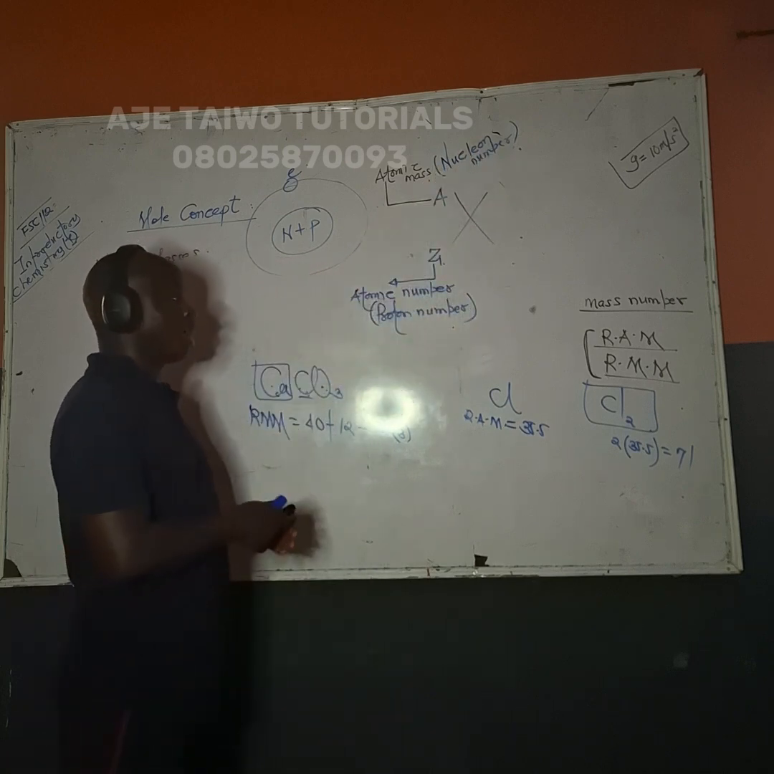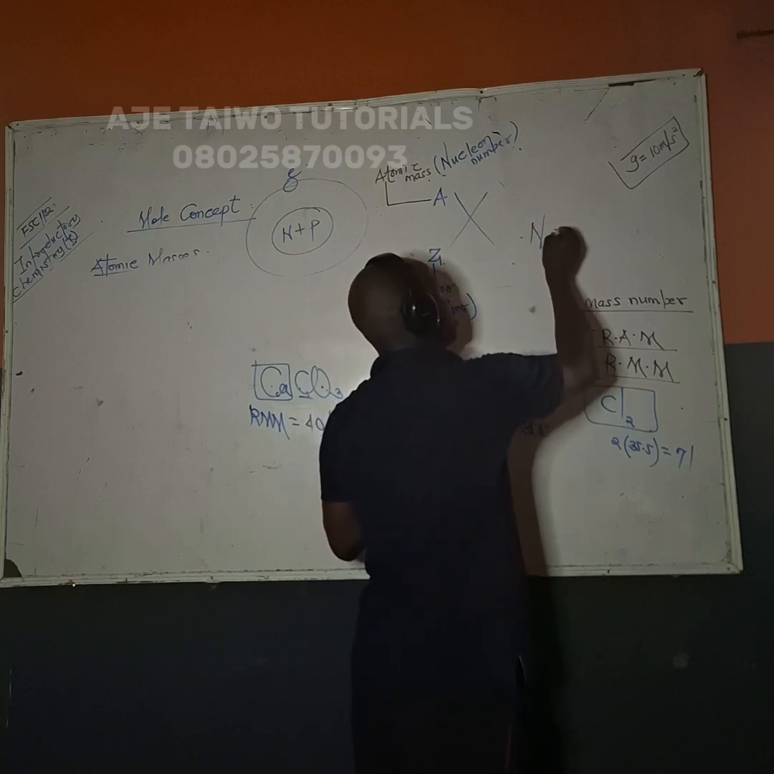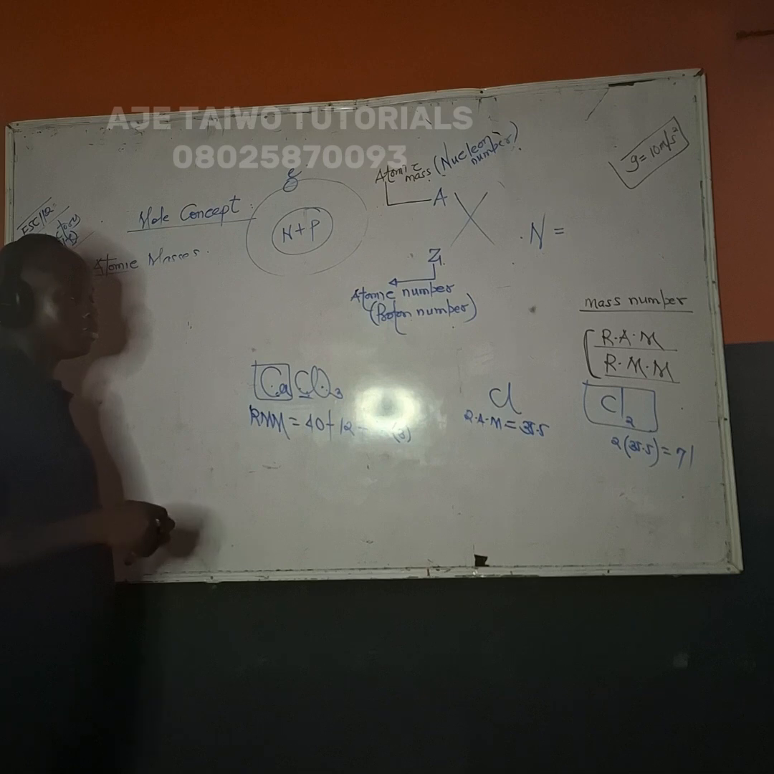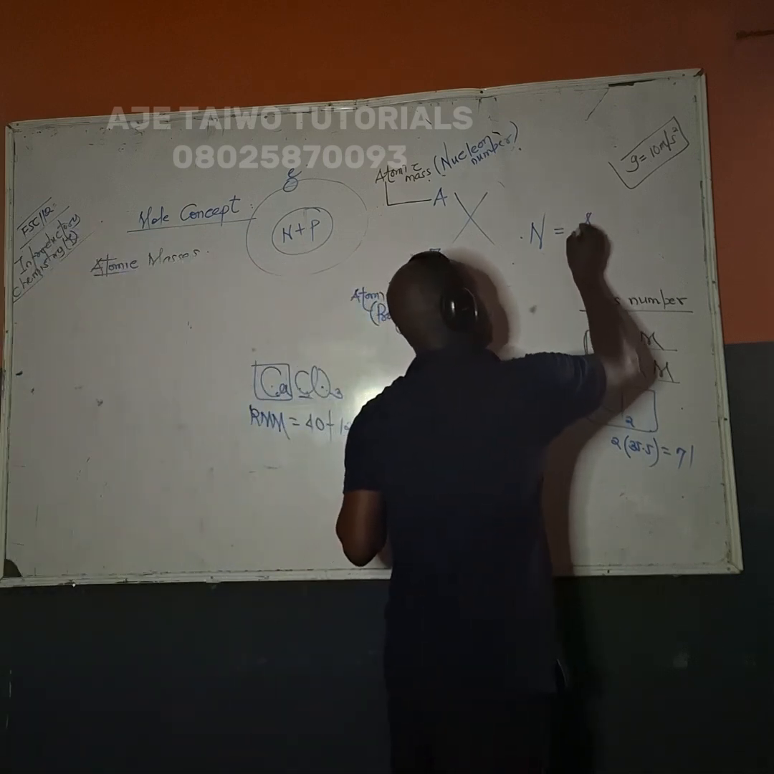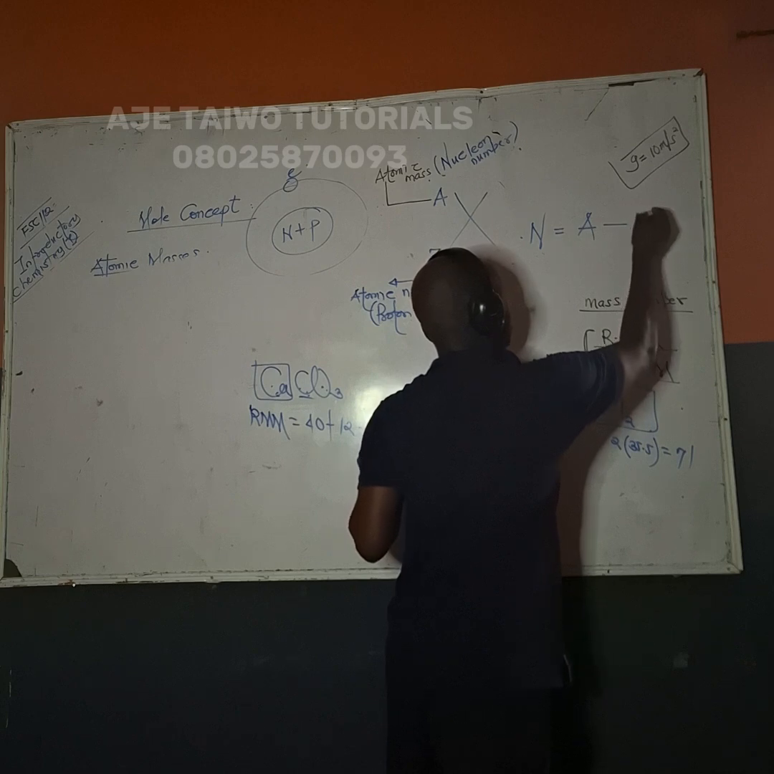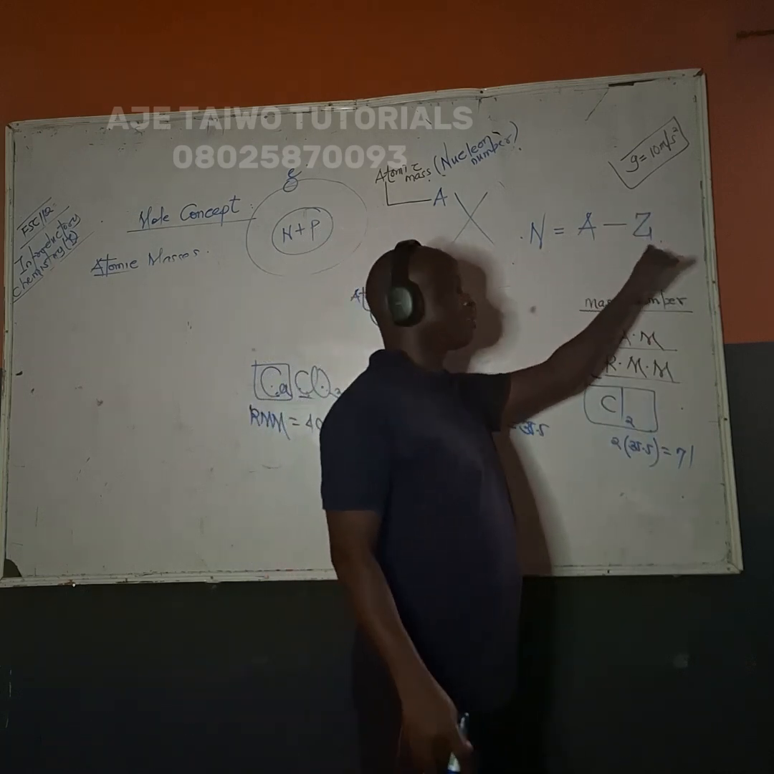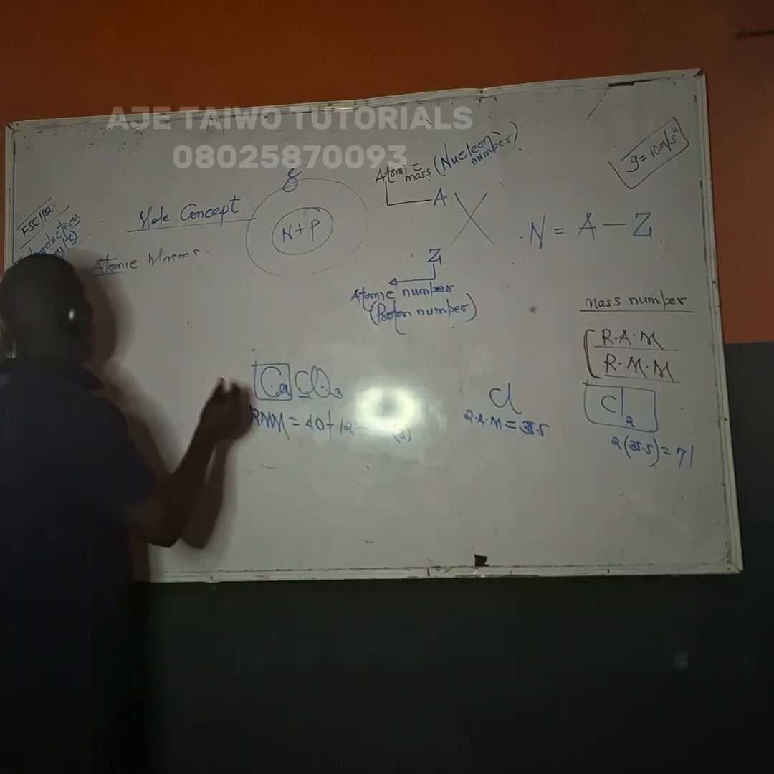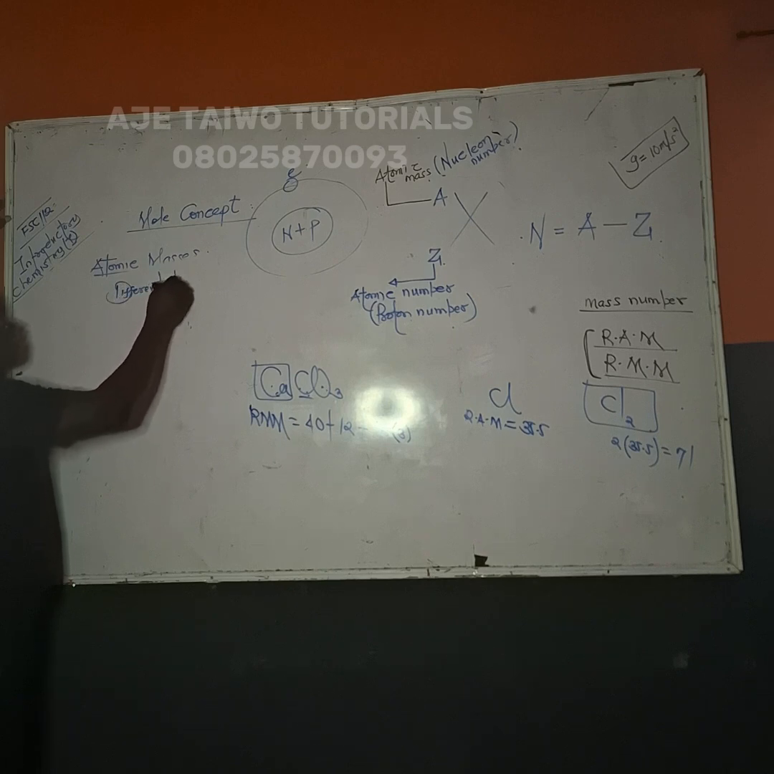So this is your atom X. Who can tell me, how do we find the number of neutrons? Mass number minus what? Atomic number. That's it. Relative atomic mass minus proton number. This is the number of neutrons. Who can differentiate the following?